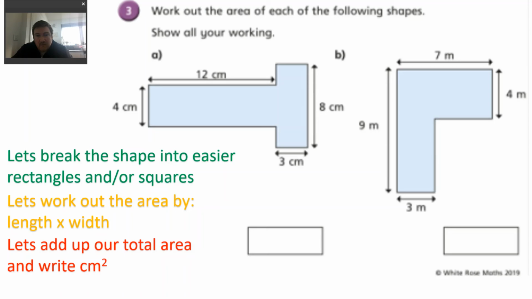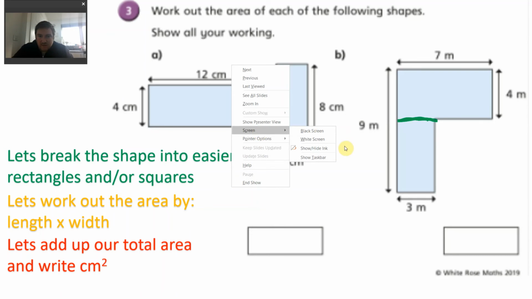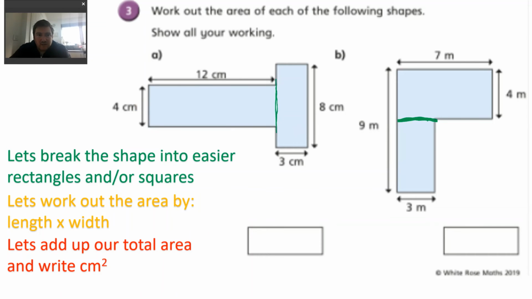Okay guys, so you should have divided your shape up to start off with. So I'm going to make this easy for myself and go like this here. So let's start off with A, the slightly easier one. We know we've got 4 times 12, so we've broken our shape up into easier pieces. Now we need to work out the area by length times width. I'm going to use a different color here, so it's orange. So length times width, 4 times 12 should have given you 48.